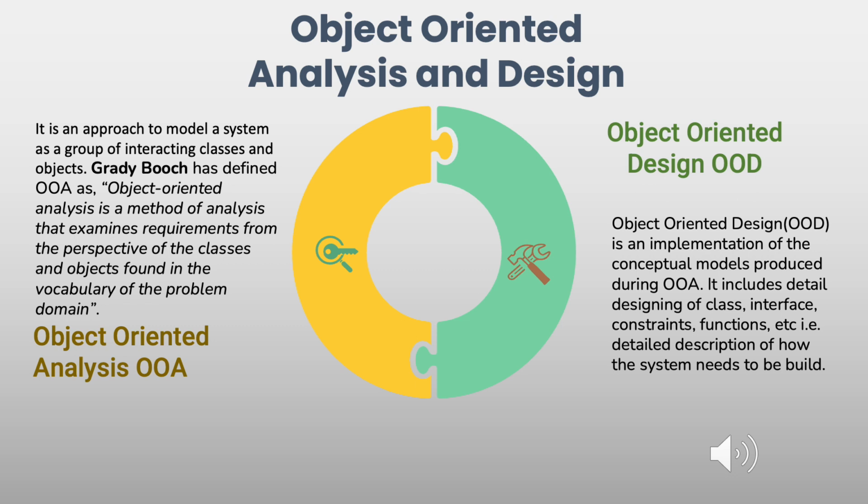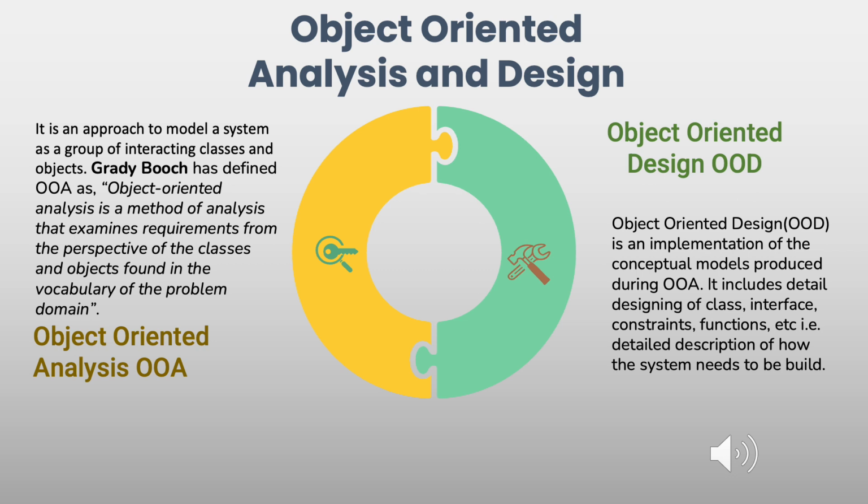Object-oriented analysis and design has two parts. First is the object-oriented analysis and the next is object-oriented design. So what is object-oriented analysis? It is an approach to model a system as a group of interacting classes and objects. Famous computer scientist Grady Booch has defined object-oriented analysis as a method of analysis that examines requirements from the perspective of the classes and objects found in the vocabulary of the problem domain.